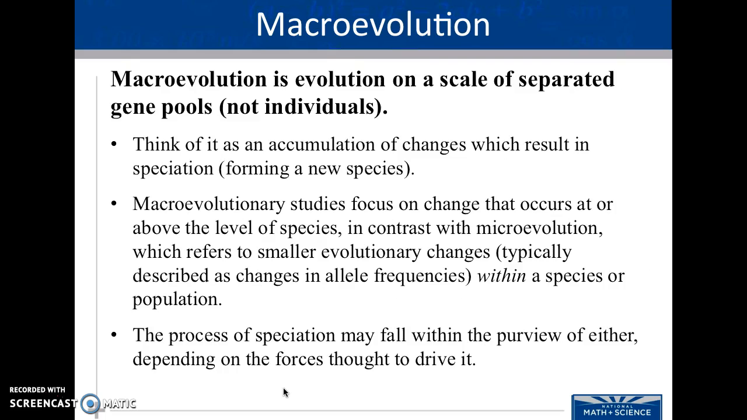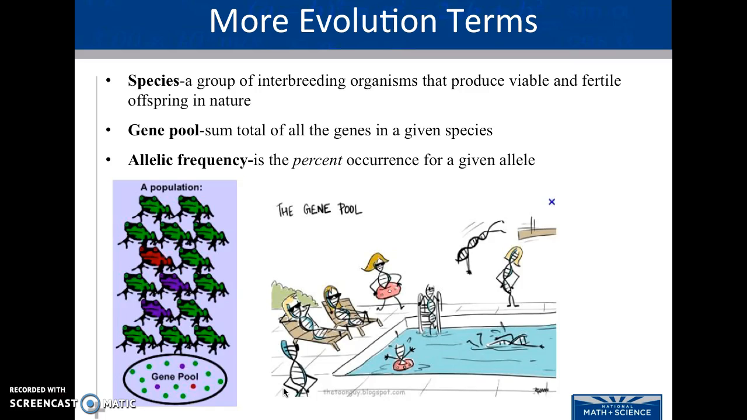Macroevolution, on the other hand, is evolution on the scale of separated gene pools. We want to look at the accumulation of changes which results in speciation, or the formation of a new species. When we look at macroevolution, we're looking at 50 years down the road, how has a species changed? We're still looking at genes, but at the big picture: how have they changed, and how have they maybe speciated or created a new species?